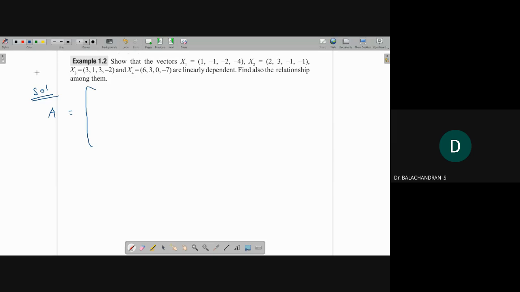Yes. So A is equal to... what are the elements? First row: 1, minus 1, minus 2, minus 4. Second row: 2, 3, minus 1, minus 1. 3, 1, 3, minus 2. Okay, 6, 3, 0, minus 7.